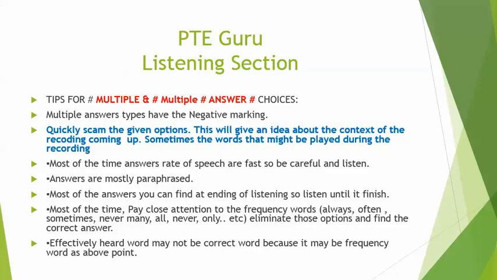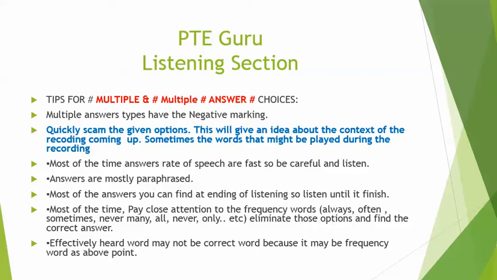The next question in this section is multiple choice, multiple answers. This section of the listening module has negative marking. The key point over here is to quickly scan the given options. You will be given 5 seconds or 7 seconds. In these 7 seconds, just quickly go through the options which have been displayed on the computer screen. This will give you an idea about the context of the recording which is coming up.